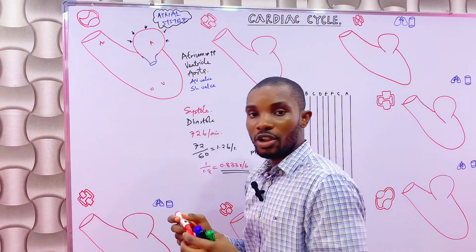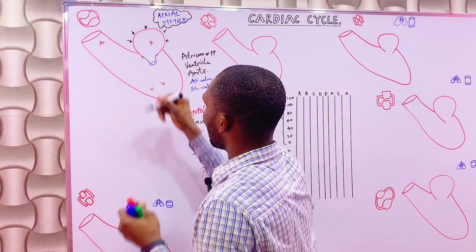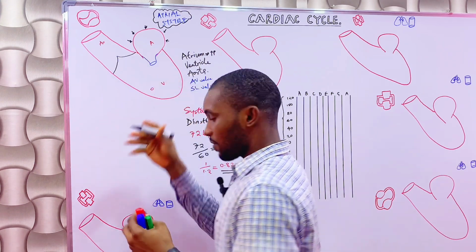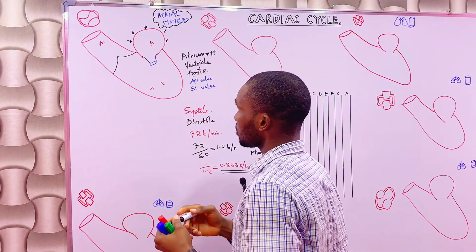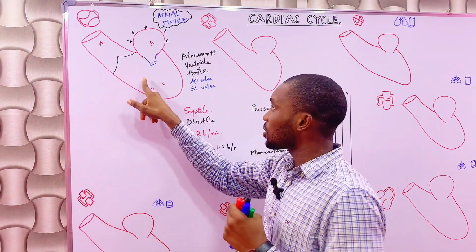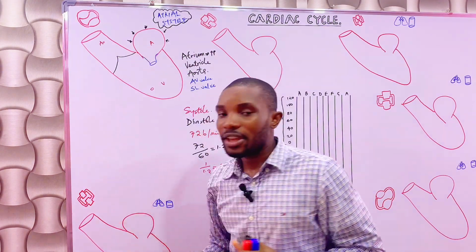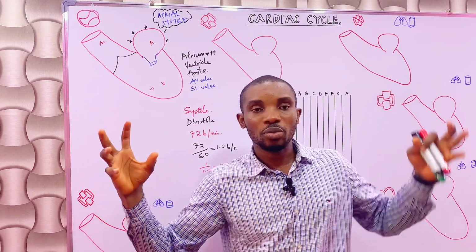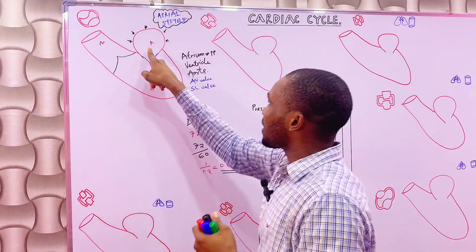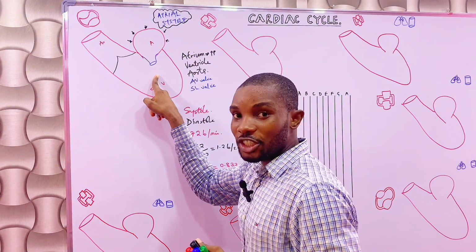Before blood started moving from the atrium to the ventricle, the pressure was at zero, 0 millimeters of mercury. And then the aorta had high pressure, a little below 120. So the pressure in the aorta is higher than the pressure in the ventricle, and the pressure in the ventricle is the same as the pressure in the atrium. Always remember that when one chamber is in communication with another chamber, the pressures are equilibrated. So whenever there is an open valve, the pressure in the atrium will be the same as that in the ventricle.